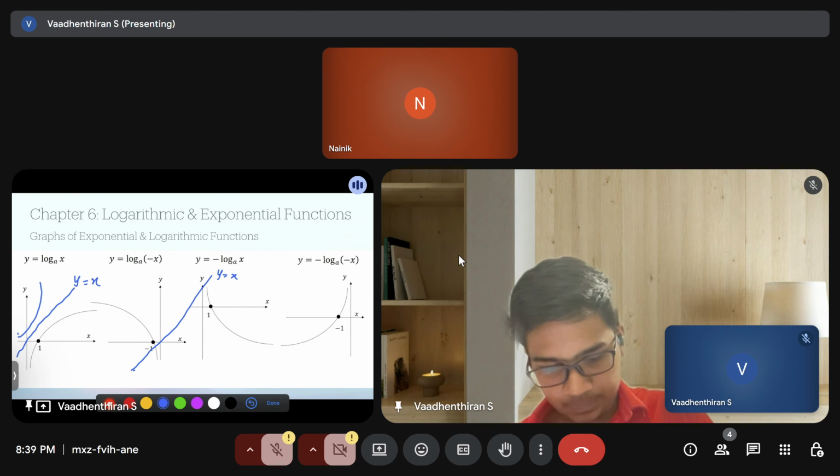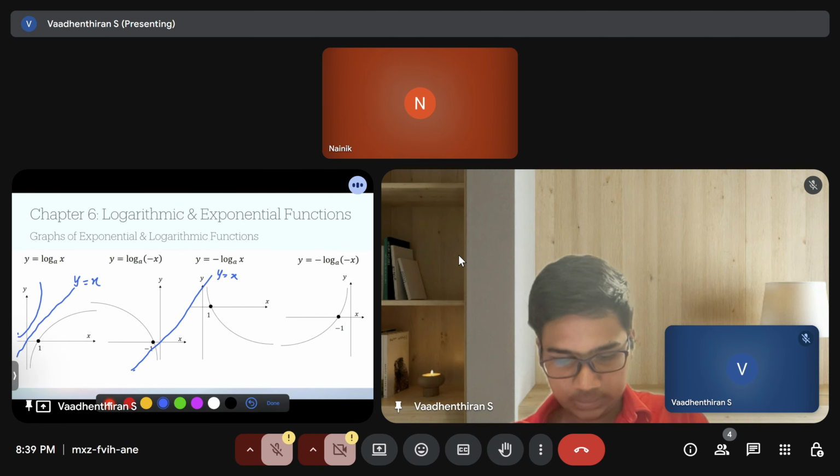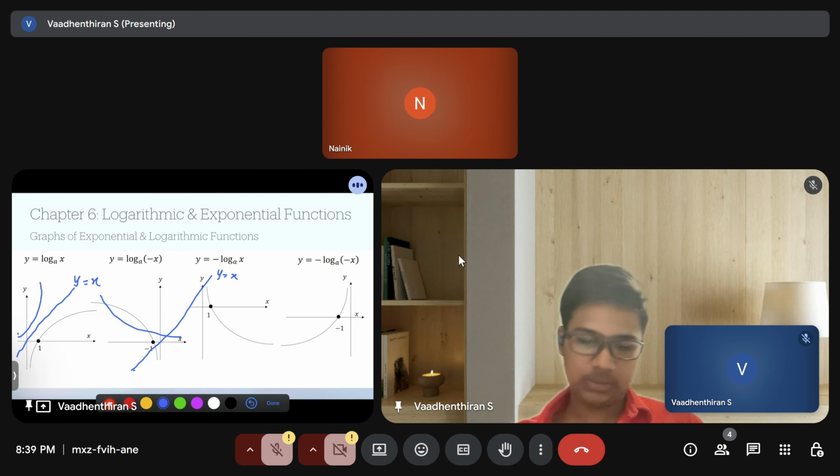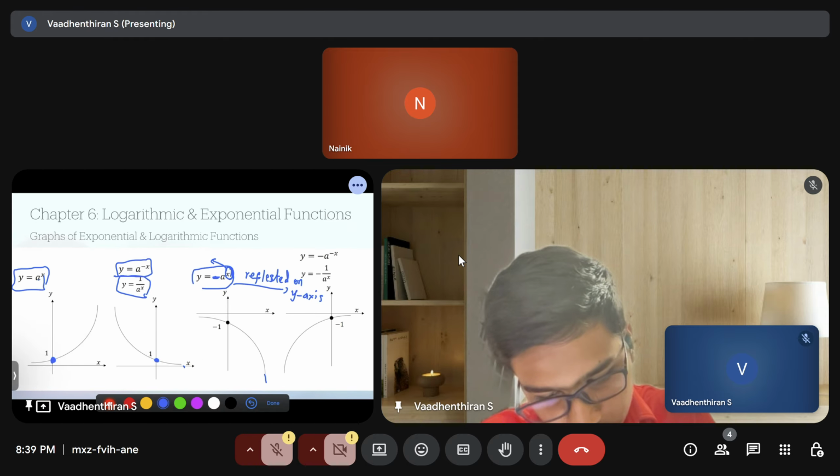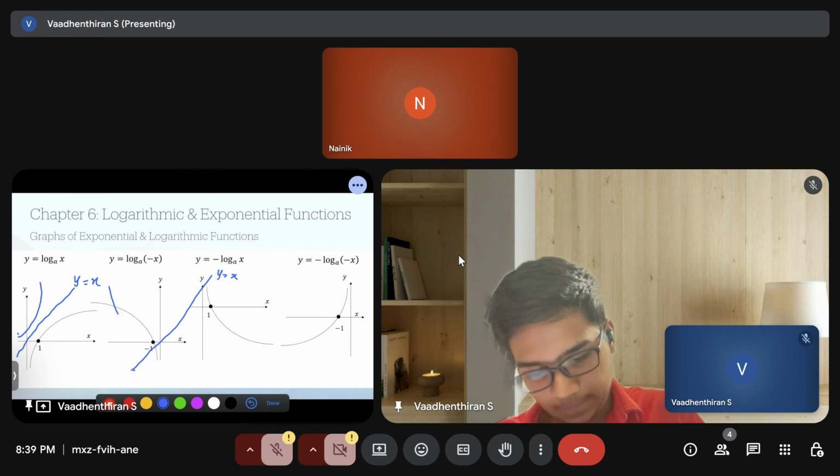And then this is log a negative x. So it should be reflected over this like this. So it will be like this reflection. Wait, what do you mean? The other way around, sorry. Yeah, it should be like this only. So it won't pass the x-axis.